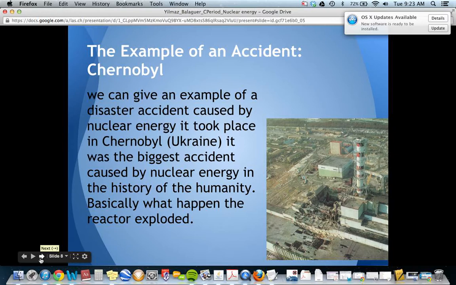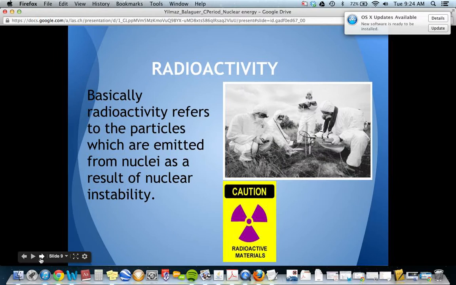Basically, what happened is the reactor exploded. Radioactivity affects people's DNA and their body, and it kills people really fast. It's the strongest thing in the world for damaging people. We can also see the pictures in Japan when they dropped the nuclear bomb. It changed people's shapes, and when people were born they were different, because it affects the DNA.